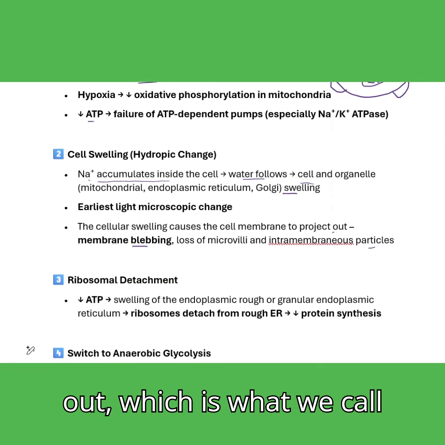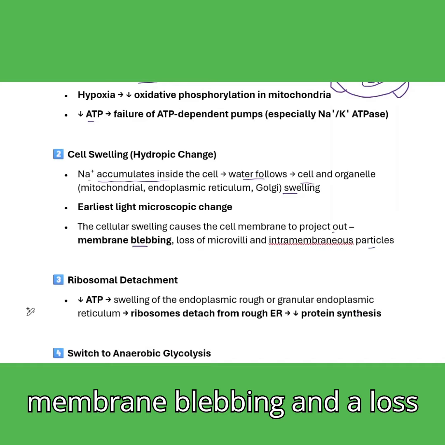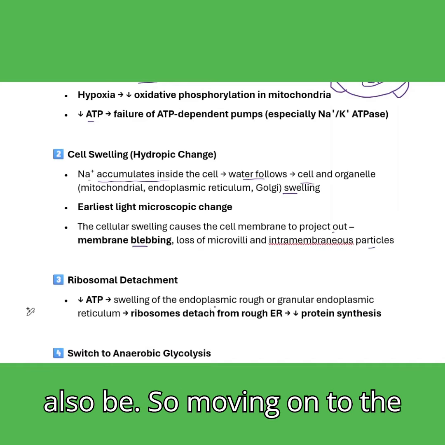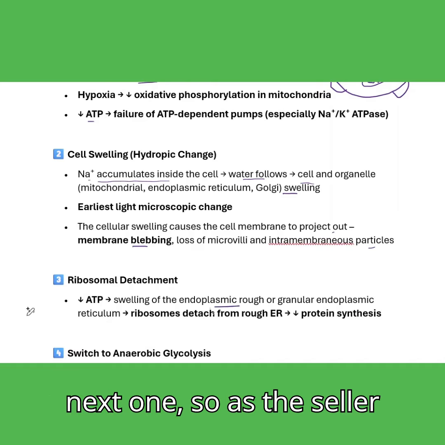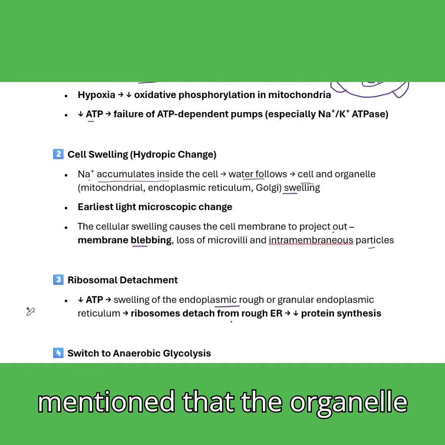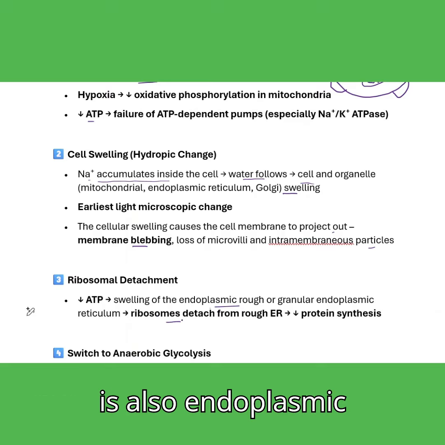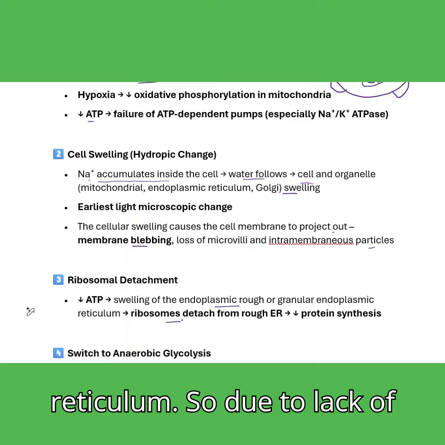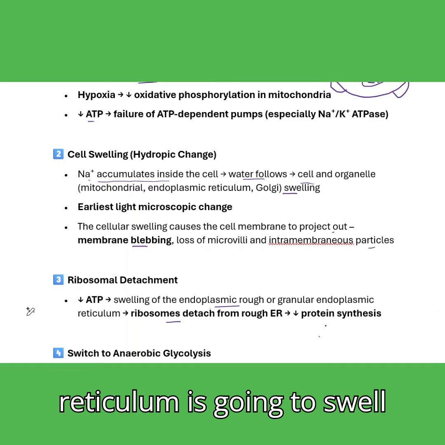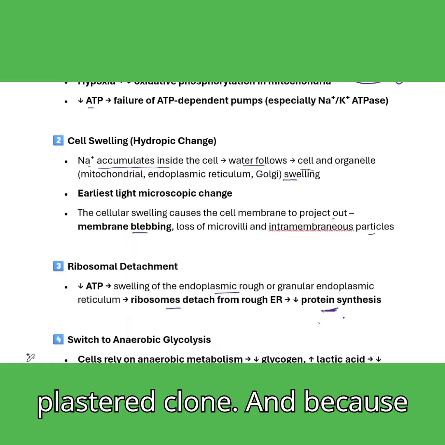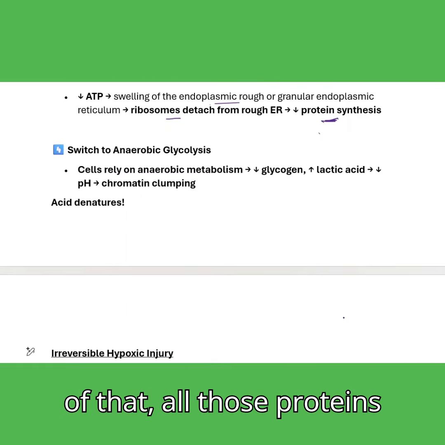So moving on to the next one. As the cellular swelling continues, remember we mentioned that the organelles inside the cell are going to swell up, and one of them is also the endoplasmic reticulum. So due to lack of ATP, the endoplasmic reticulum is going to swell up, and that will lead to detachment of the ribosomes from the rough endoplasmic reticulum. Because of that, all those proteins that we need to export out of the cell will not be able to be produced, and that will lead to decreased protein synthesis. And everything that we've been talking about so far, guys, are all reversible cellular changes.